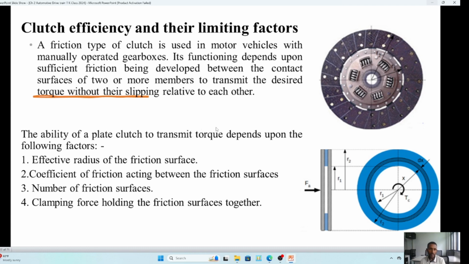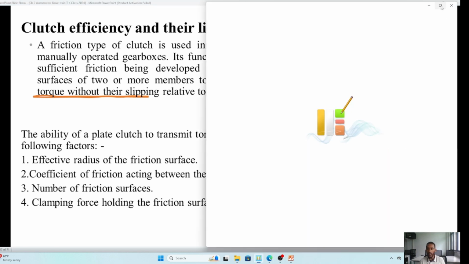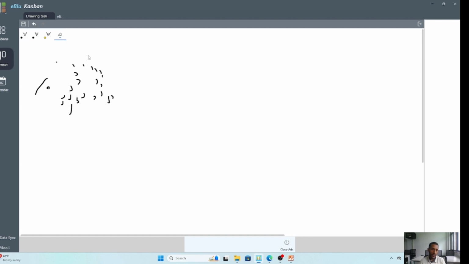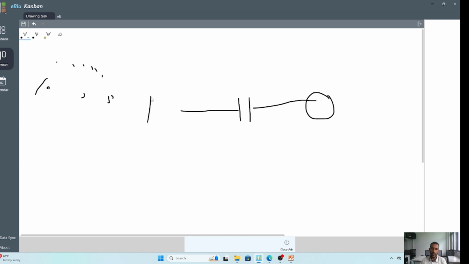And in the next part, we will try to see the clutch efficiency and its limiting factors. When you see this part, it's better to see it up close, because we will have three critical things. Let's consider a schematic diagram for the clutch. This one will be the vehicle wheel, and this one will be the engine. So always this clutch will transfer the torque of this engine to the wheel.